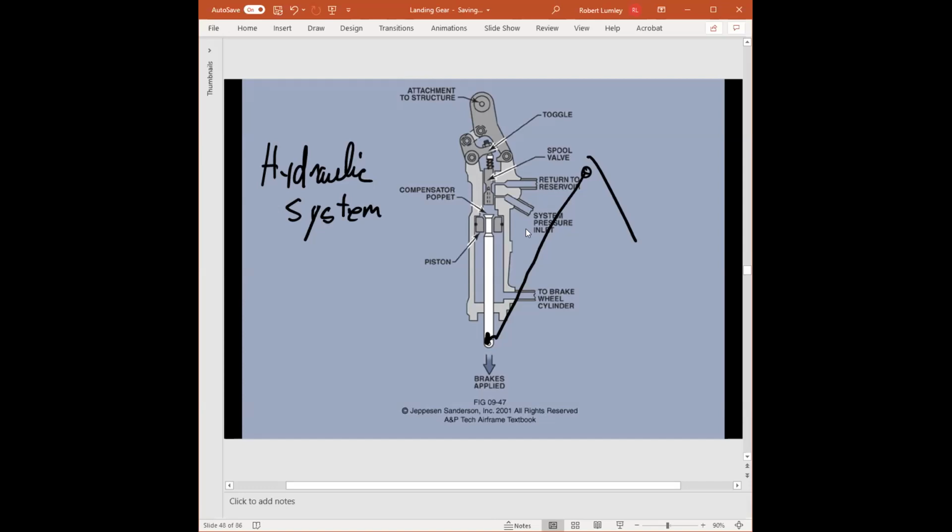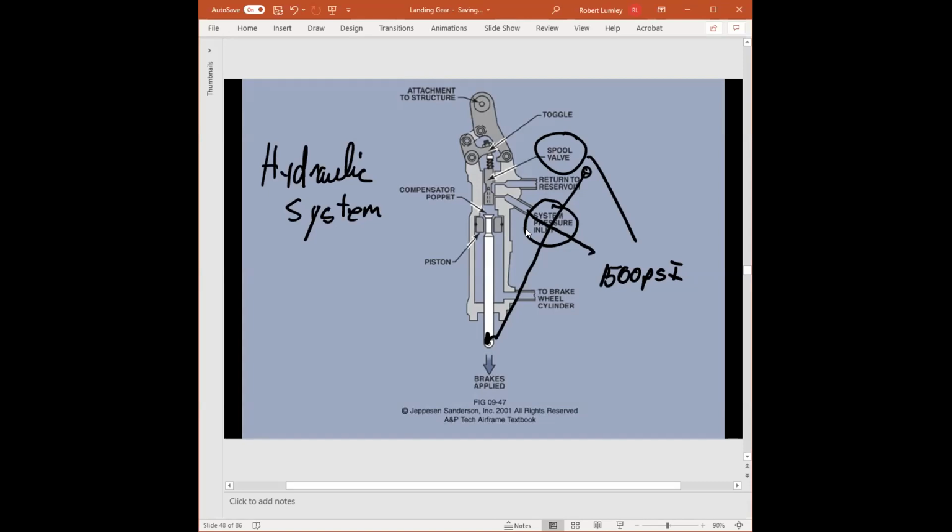So right here, we see that there's a hydraulic line that says system pressure inlet. This could be, say, 1,500 PSI of hydraulic pressure. It could be 3,000 too. It depends upon the aircraft, but I'm just going to use 1,500 PSI. So we've got 1,500 PSI of system pressure coming in. But when the brakes are not being actuated, we have this thing called a spool valve. The spool valve is in such a position that no system pressure can come in.